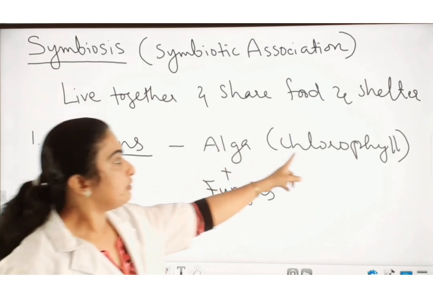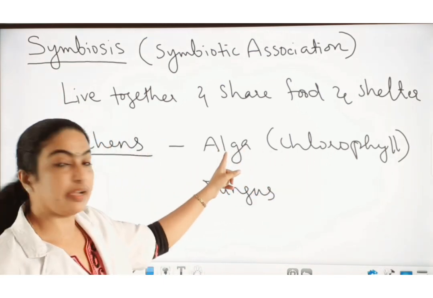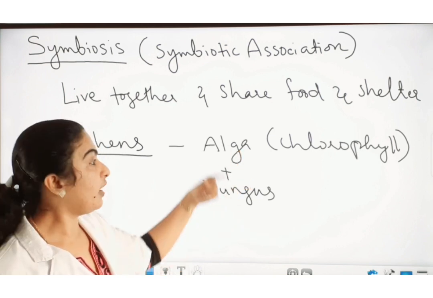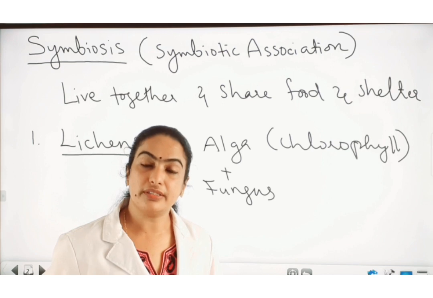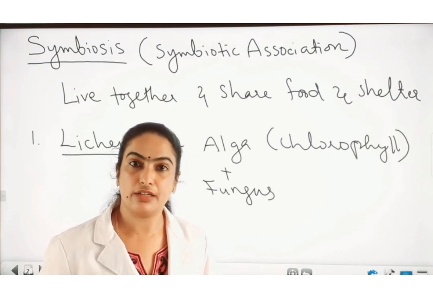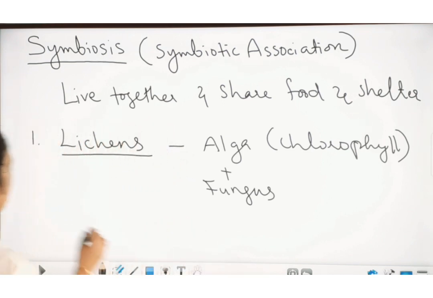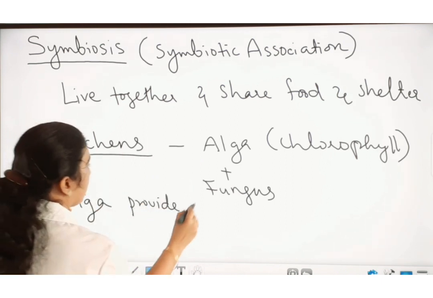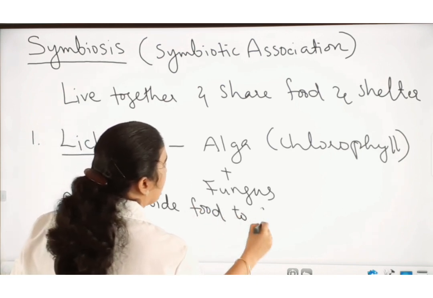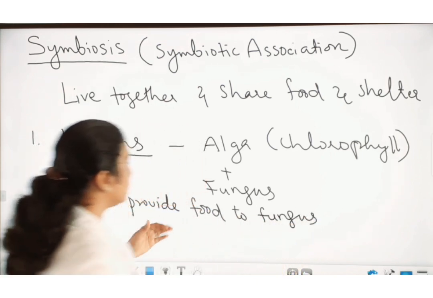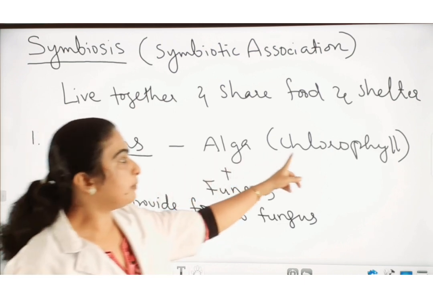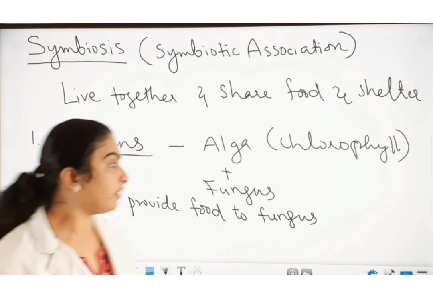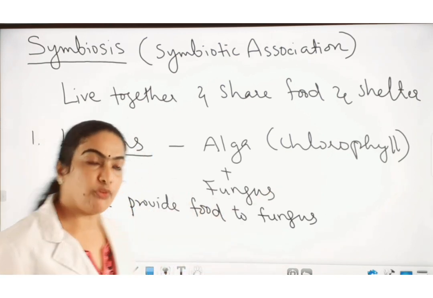Here, due to having chlorophyll, the alga can do the photosynthesis. And fungus can provide shelter, water and minerals to the algae for doing photosynthesis. So we can see the alga provide food to fungus. Why? Because alga is capable to do photosynthesis because of having chlorophyll. But fungus, without chlorophyll, can't do photosynthesis.